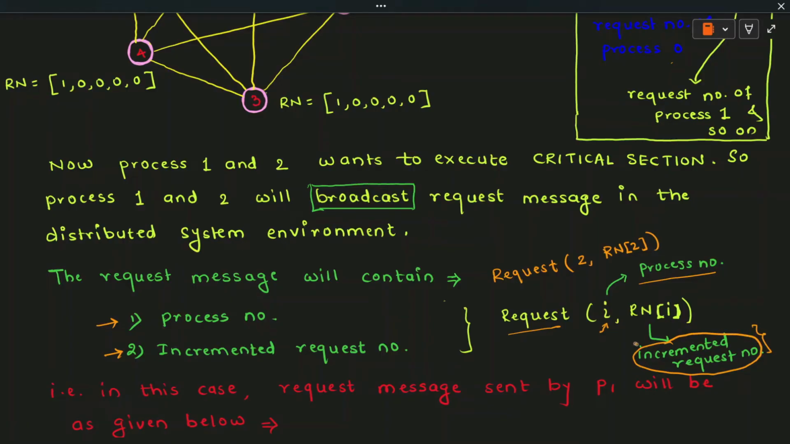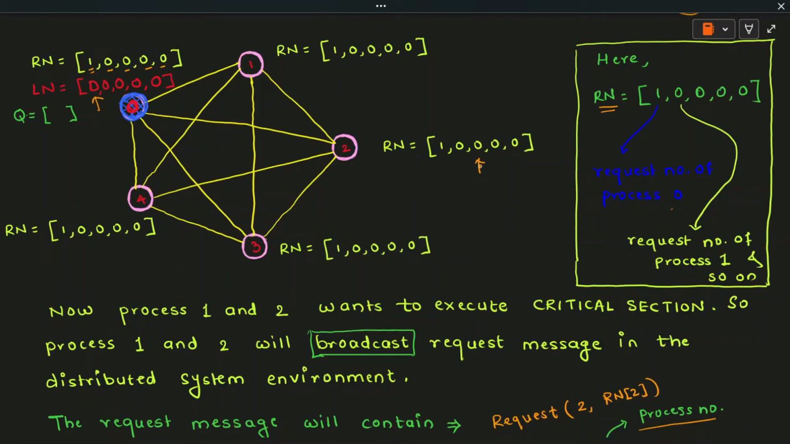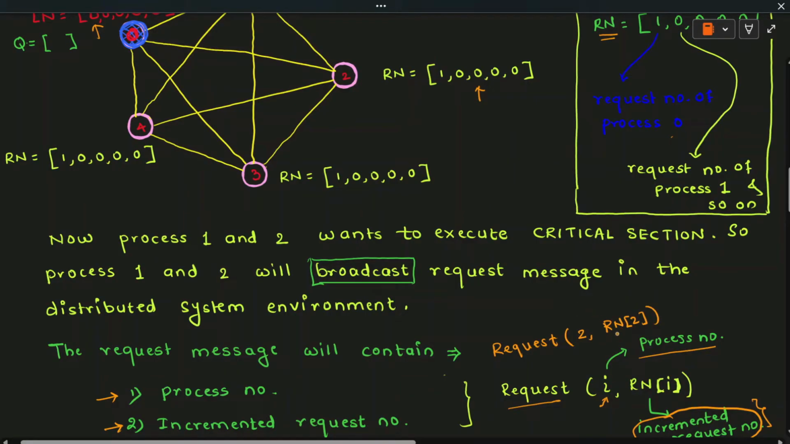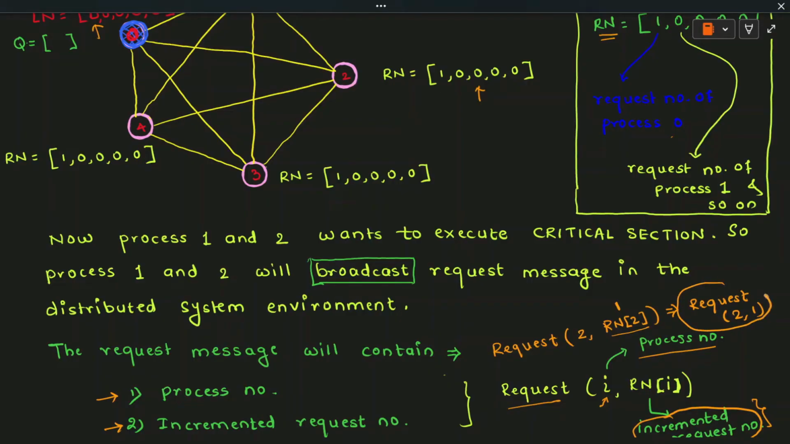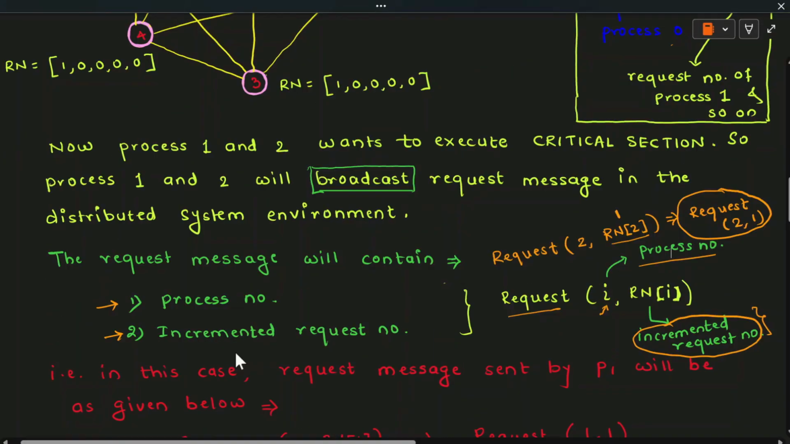So right now Rn of 2 is 0, right? So we are going to increment the value of Rn of 2 and then put it inside the request. So 0 plus 1 is going to be 1 here. So the request message will be request, process number 2, and Rn of 2 is 1. This request message will be broadcasted on the network. So in short, we can say that the request message will contain two things: first one is the process number and second thing is the incremented request number.